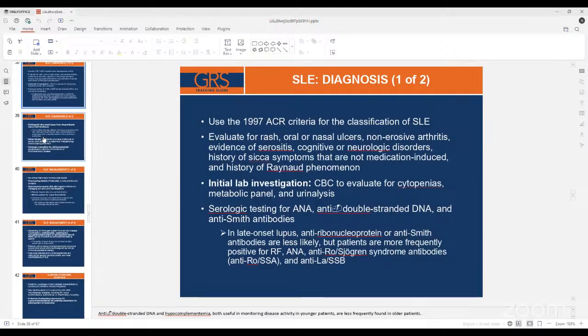In late-onset lupus, anti-ribonucleoprotein or anti-Smith antibodies are less likely, but patients are more frequently positive for rheumatoid factor, ANA, anti-Ro (SSA), and anti-La (SSB) antibodies.